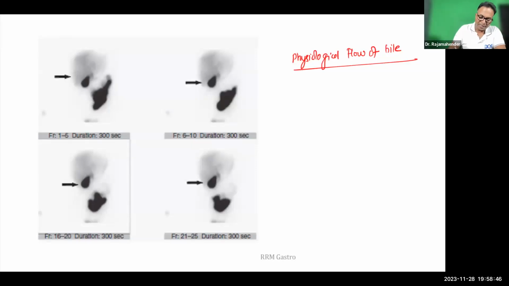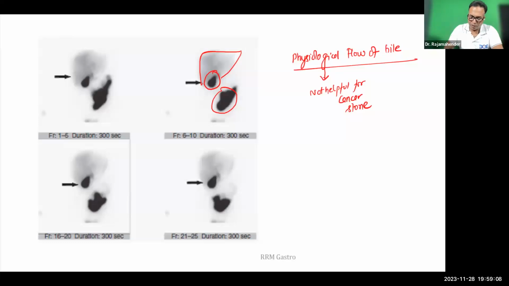It is a radionuclide scan, in which the hydroxyiminodiacetic acid taken by the liver is excreted into the gallbladder and into the bowel. It is only a physiological study of bile flow. Please don't forget, it is not helpful to diagnose anything, not helpful for cancer or stone. Then what is the use? It is mainly used for studying problems in physiology like sphincter of Oddi dyskinesia.